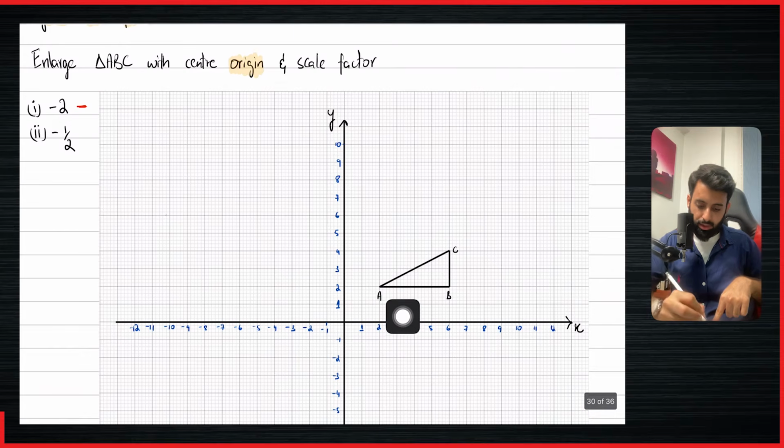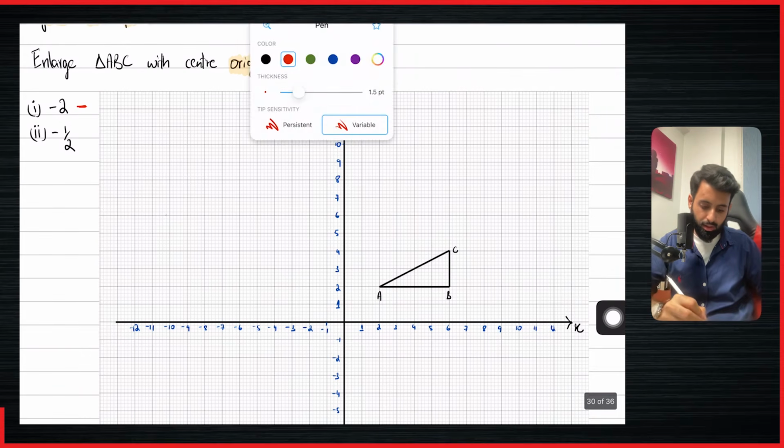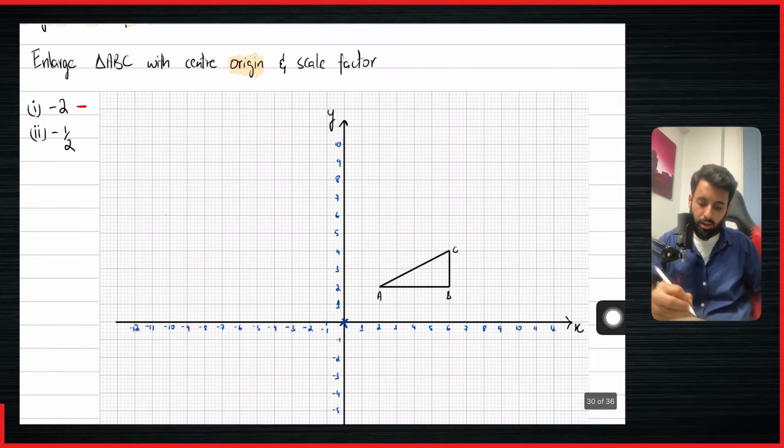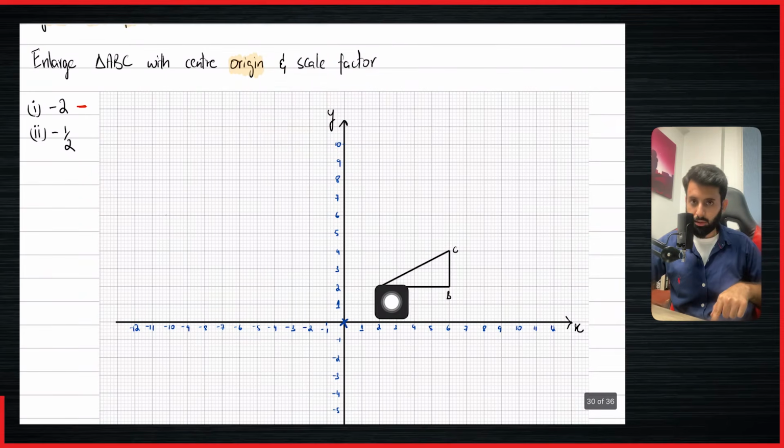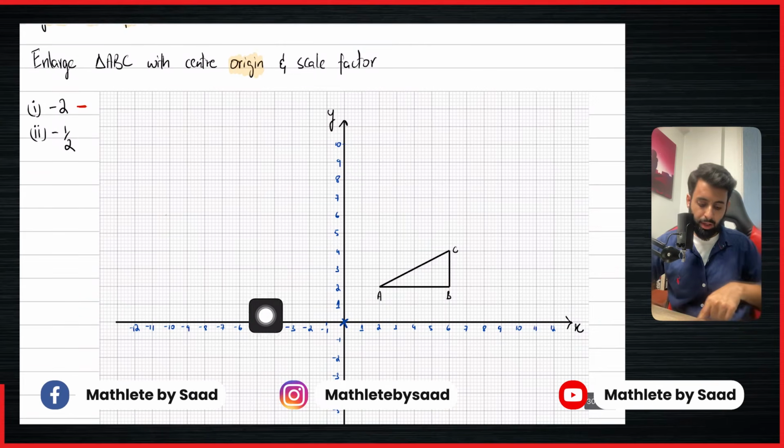So if you look at, let me first mark the center. So this right here is the center. Now if you look at A, you can see that A is 2 units to the right, and it's 2 units up. Now we're going to double this distance. There's no doubt about that, because you can see that the value here is 2.